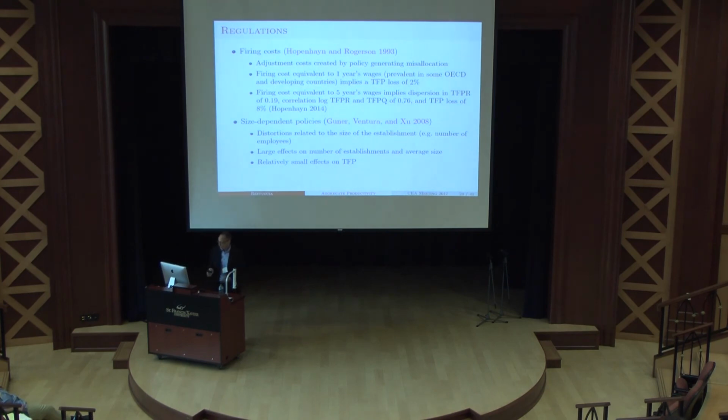So when you look at these numbers, for a firing cost equivalent to 1 year of wages, which is very common in European countries and Latin American countries, the TFP loss implied is 2%. So while 2% is something, it's kind of limited in terms of the big disparities I showed you at the beginning. Now, if you have firing costs that are bigger, you get bigger losses, and it generates larger dispersion in TFPR.